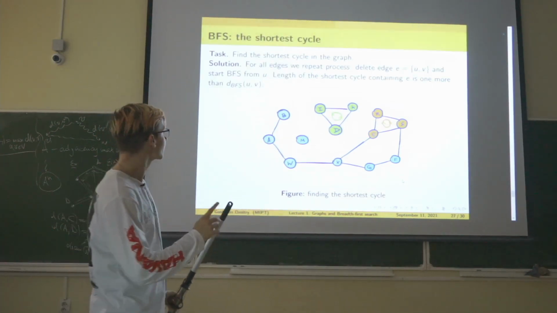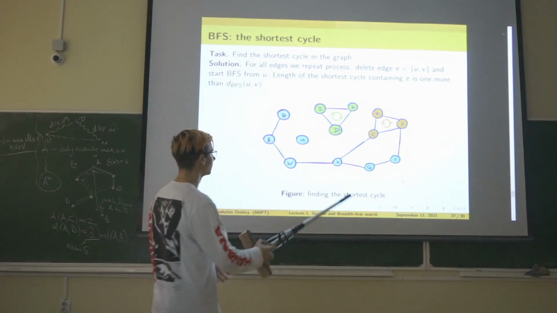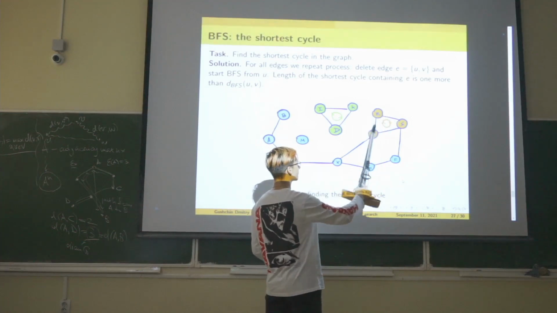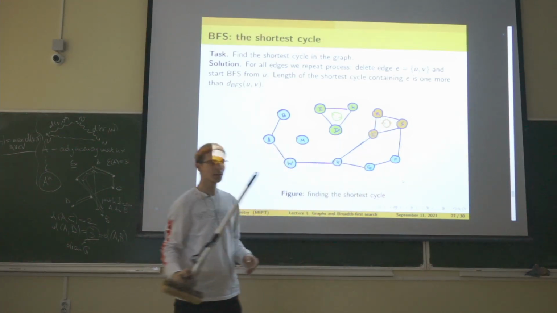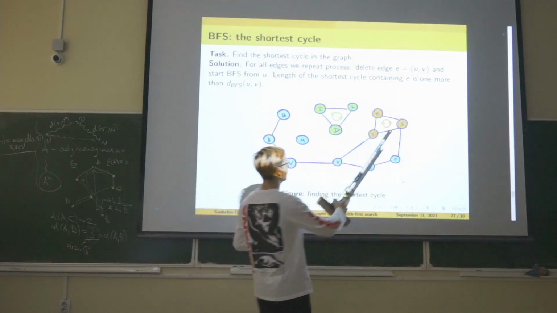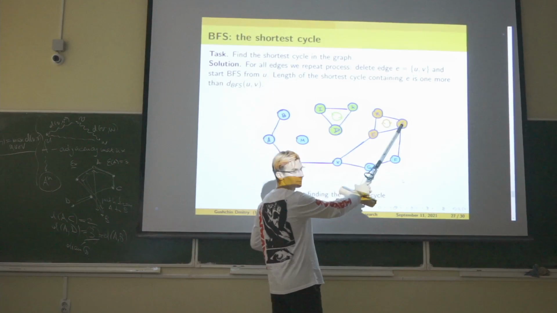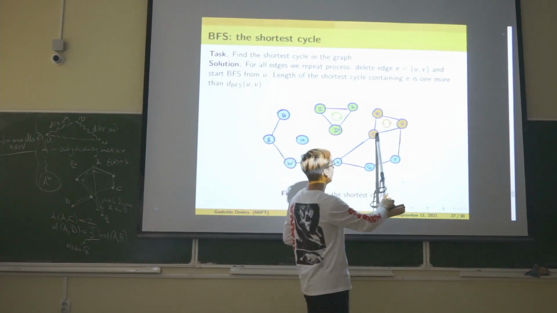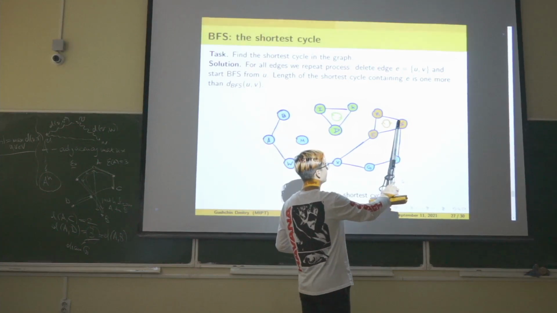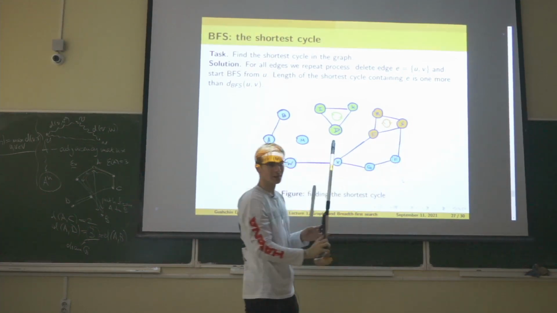The shortest cycle. See, in this graph we have two shortest cycles. And how to compute the shortest cycle? We can see on these two vertices, for example, the edge ES contained in this shortest cycle, yeah?